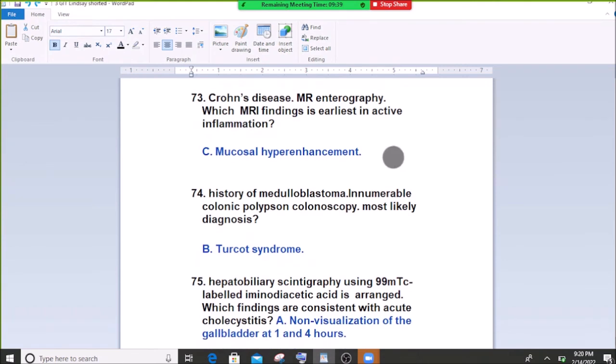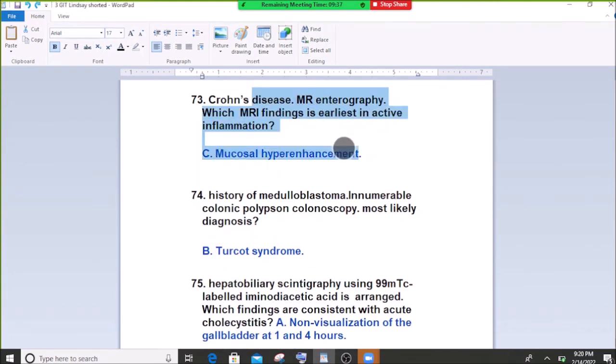73. Crohn's disease, MR enterography, which MRI finding is earliest in active inflammation? Mucosal hyperenhancement. In Crohn's disease, the MR finding in early active inflammation is mucosal hyperenhancement.